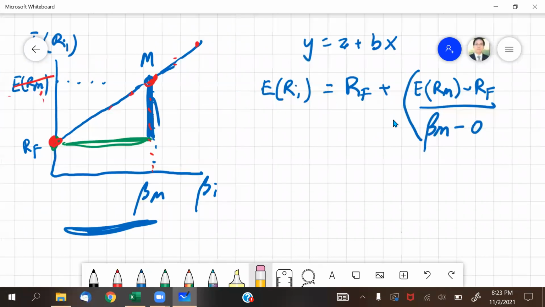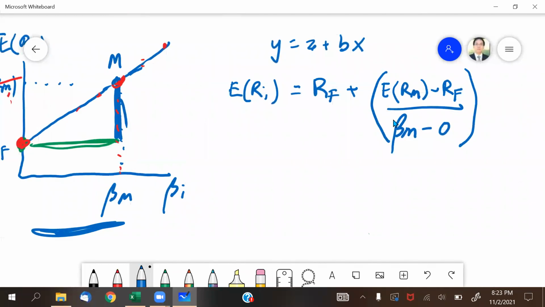Okay, and then what is the x-axis? The x-axis is the beta of the individual asset. So I could erase the 0. There's nothing here. And what's the beta of the market again? Beta of the market is the relationship or the sensitivity of the market and the market itself. Of course, beta of the market is 1, because market is the market itself. If I ask you what is the relationship between the market return and market return? It's 100%. So the beta of the market would be 1.